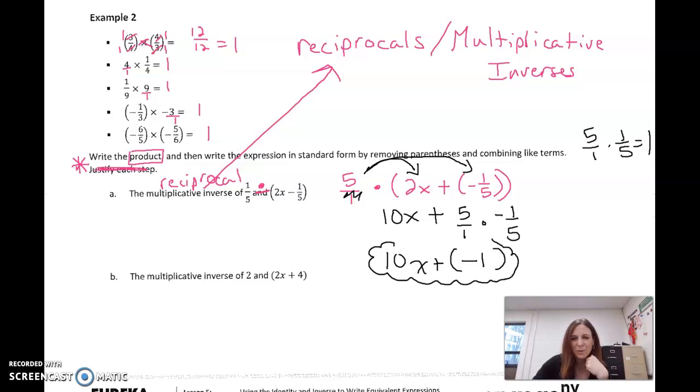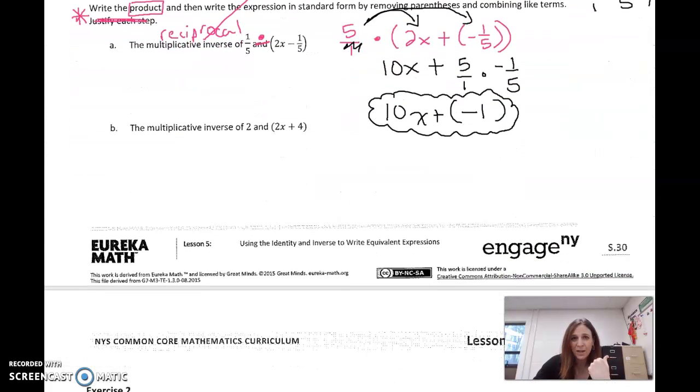I know that one can seem a little weird, so pay really close attention to this. Take it one step at a time, okay? The multiplicative inverse, and you don't have to write reciprocal on your homework, okay? Take the reciprocal of 2. That's 1/2. And remember, we're doing products here, times 2x plus 4.